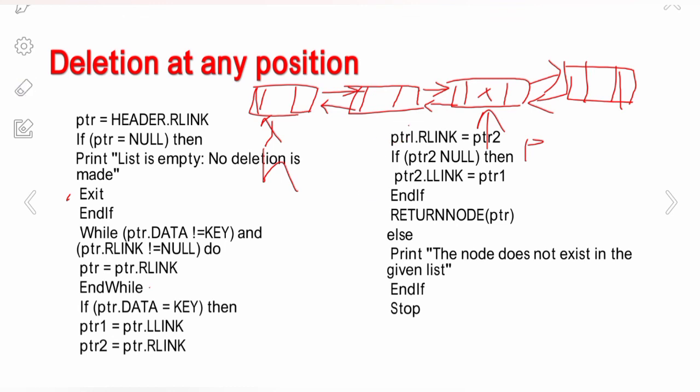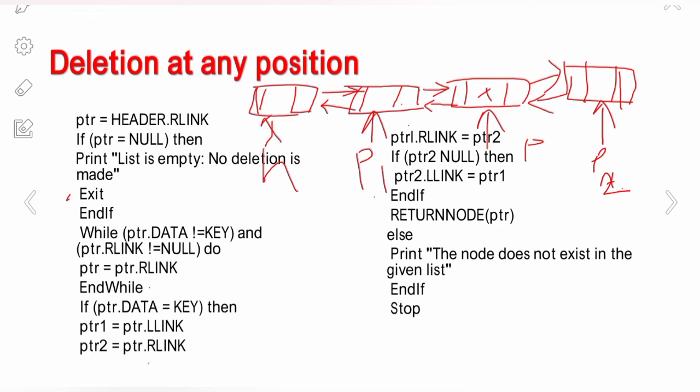If pointer dot data equals key, that means we have found the data value x here. Then make pointer 1 equal to pointer dot left link. So we are creating a new pointer, pointer 1, at the pointer's left link. This is the pointer P1, and pointer 2 equals pointer dot right link. That means we are creating another pointer P2, which is the right link of the pointer. So here we have the two pointers, P1 and P2.